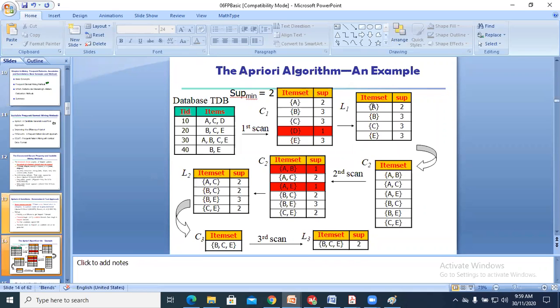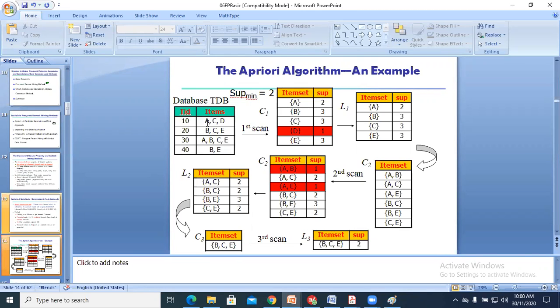So how can you do it? For A, you will have the combination with all. For B, you go downward with all the combinations, and for C, you go downward with all the combinations. So you have AB, AC, and BC. Now you have the second scan for AB, AC, AE, BC, BE, and CE in the table. So what is the minimum support for this?